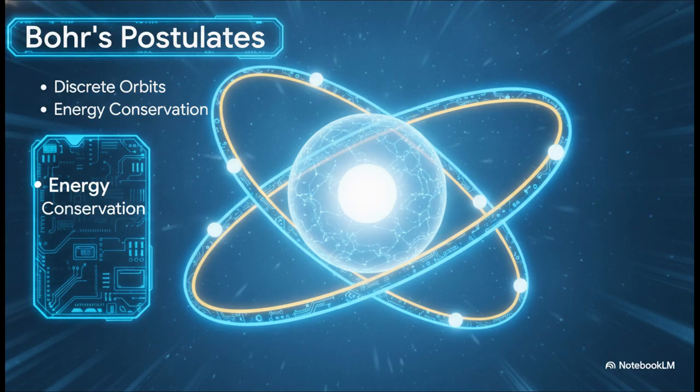First, discrete orbits. He theorized that electrons don't just fly around randomly, they revolve in unbreakable, specific paths, energy shells labeled K, L, M, and N. And second, energy conservation. As long as an electron stays in its stationary orbit, it absolutely does not radiate energy. It just coasts. Perfectly stable. This elegantly solved the stability crisis once and for all.